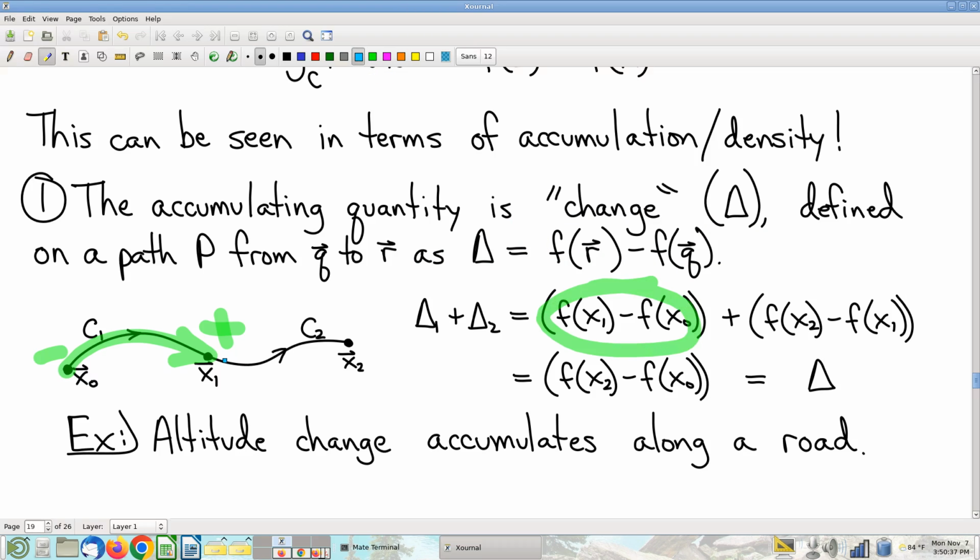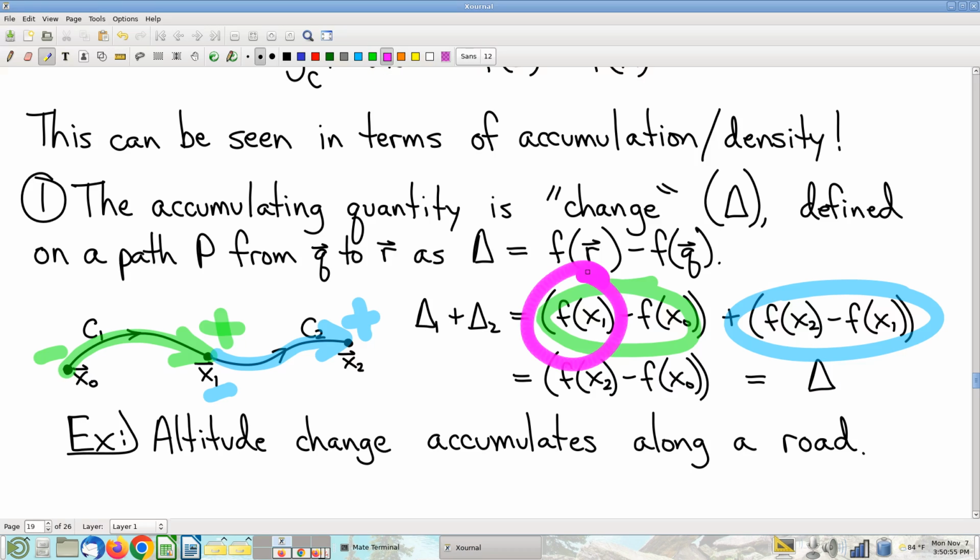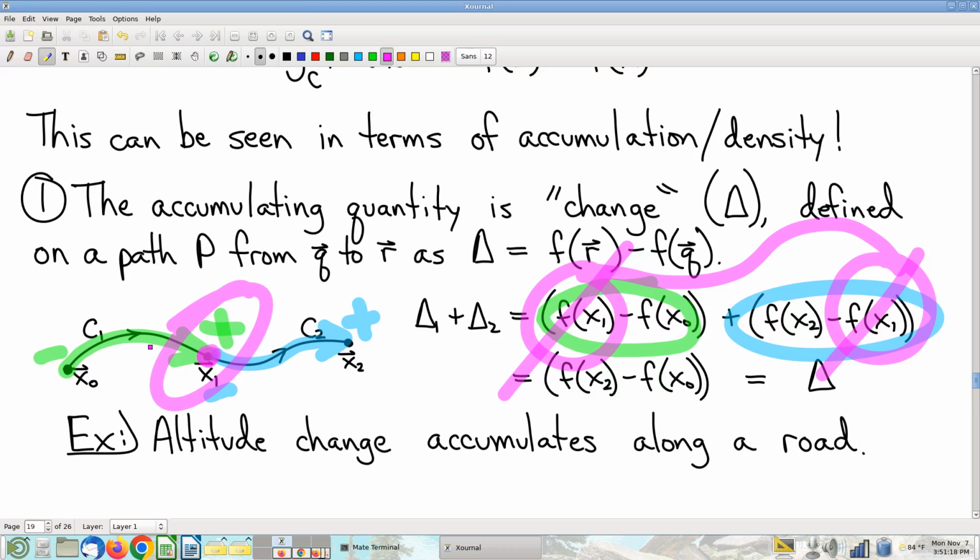So now let's look at the second piece of curve. And same deal, positive value of the function at the endpoint, negative value of the function at the starting point, and that gives us that expression right there. So notice that that and that cancel, right? F of x1, positive here, negative there, and they cancel. Geometrically, you might see this as this point x1 appears twice. It appears once with a positive sign as the end point of the green curve, and then here with a minus sign as the start point of the blue curve. So it appears twice with opposite signs and therefore cancels.